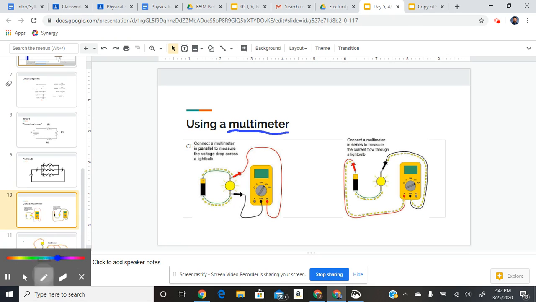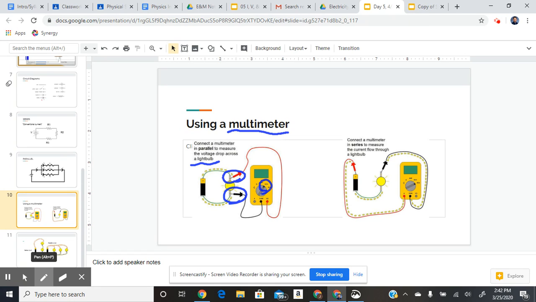So if you were going to measure voltage drop across a light bulb, or any kind of resistor, if you want to figure out how many volts something is using, you're going to put each lead, and that's what these things are called, lead or terminal, the positive and negative, on either side of your resistor. And you just have to make sure you have it set to the voltage setting, and then it would give you the amount of volts that that resistor is using.